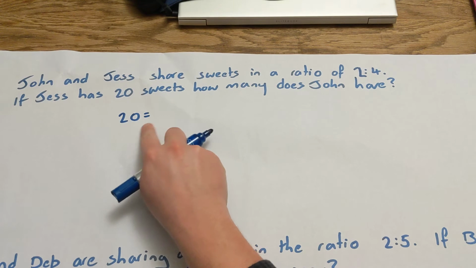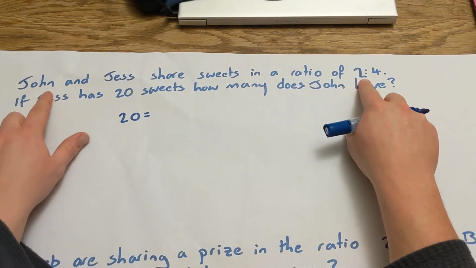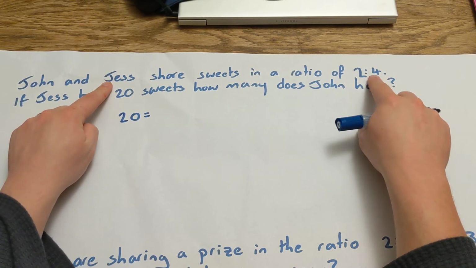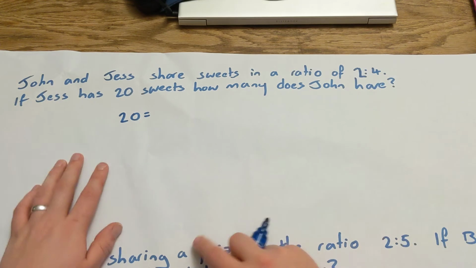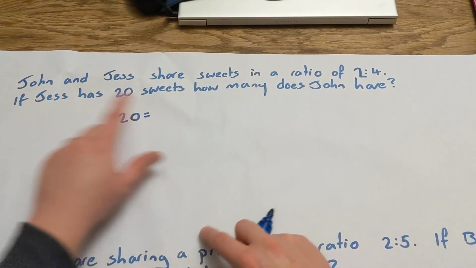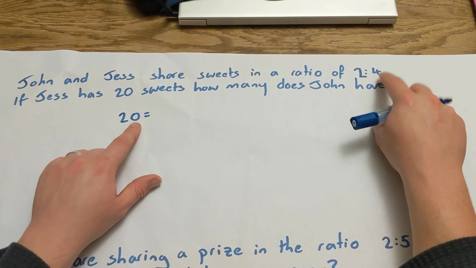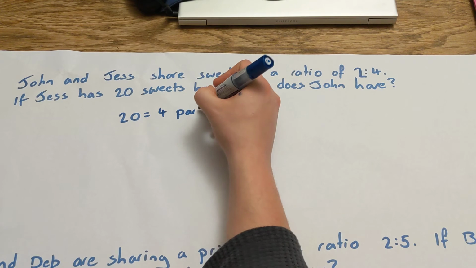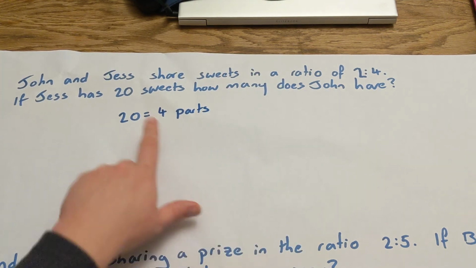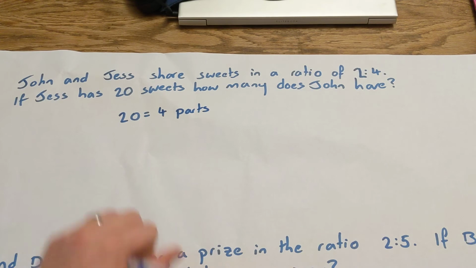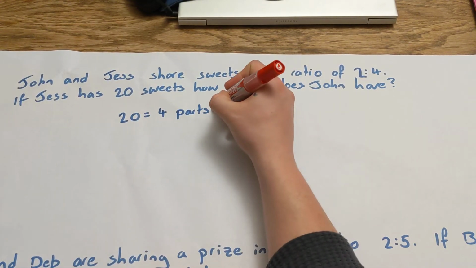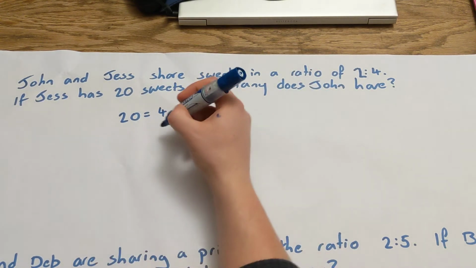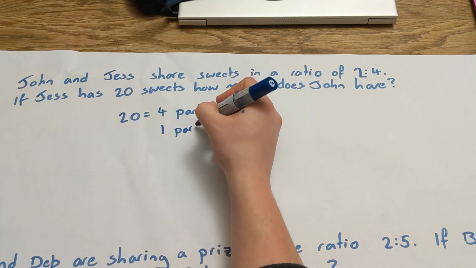Now, does this 20 sweets relate to John's 2 of the ratio, Jess's 4 of the ratio, or does it relate to the whole amount? Well, it says Jess has 20 sweets, so this 20 is actually that 4 there. So that 20 equals 4 parts, and we just follow through the exact same steps as before. If that's 4 parts, I want to work out 1 part next, so I'm going to divide it by 4.